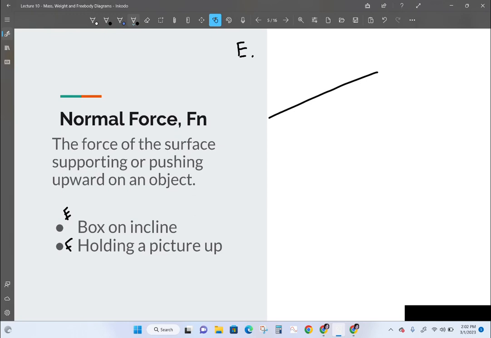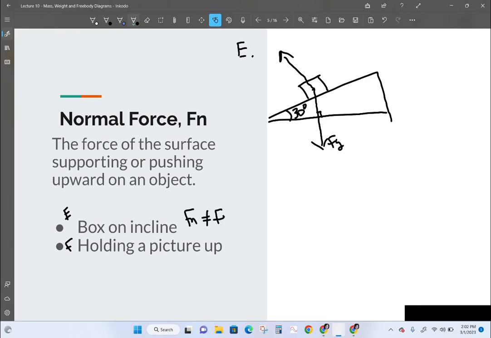So I'm going to draw my incline plane like a wedge, and let's say that it has an angle of 30 degrees. And I'm going to draw my box sitting on it at an angle. Remember that weight always acts down, perpendicular to the floor, and that the normal force is the surface pushing up on the box, which is not going to be equal and opposite to the weight because it just can't.